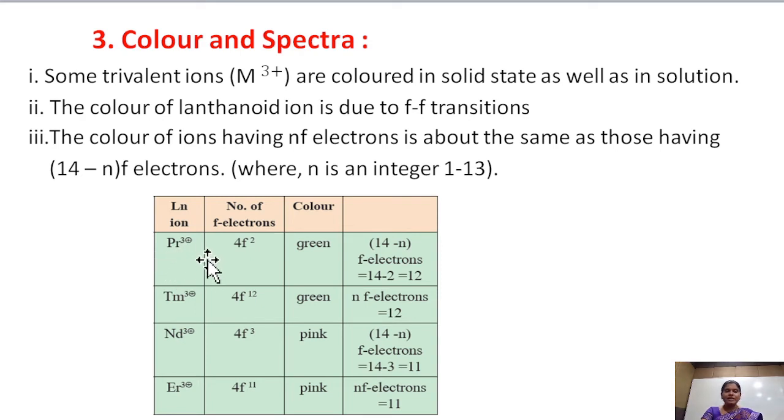This promethium 3 plus has 4f electrons, the number of f electrons is 2. The color of this is green. Now this terbium 3 plus has the number of f electrons 12. The color of the compound is also green. Since the 4f electrons are 12 and 4f electrons are 2, the number of unpaired electrons is the same in this case, so the color of these ions is the same. Similarly, about these two examples.